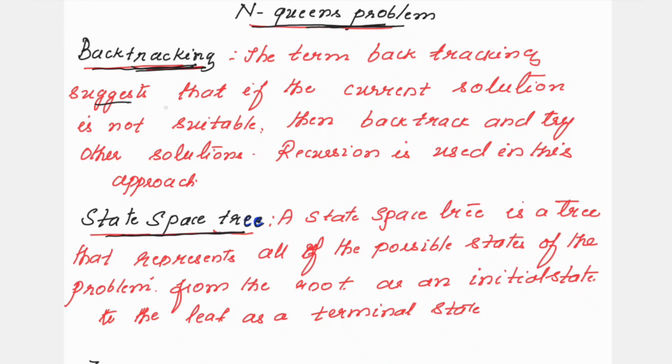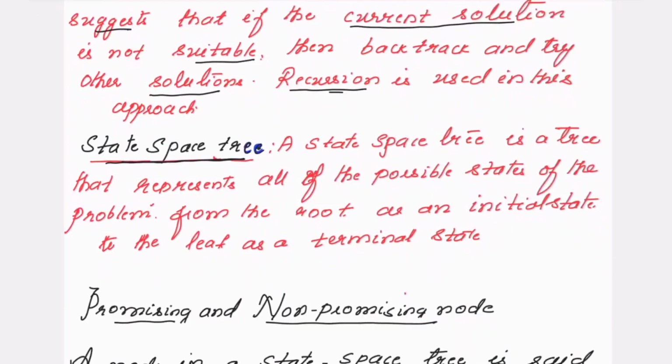Backtracking is an approach in which you find a solution to the problem, and if the current solution is not suitable, then you backtrack and try to find if other solutions exist. And this backtracking you need to represent using a tree, and the tree is called the state space tree. This state space tree represents all the possible states of the problem, and the initial state is the root. It is represented as the root because you show the different states of the problem starting from the root level. So that root state is called the initial state, and it goes up to the leaf level of the tree, and that leaf level is the terminal state.